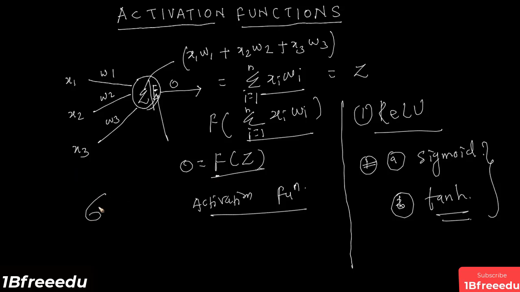We write it like this: sigma of z. The formula of sigmoid is e power z divided by 1 plus e power z, which is equal to 1 upon 1 plus e power minus z. If I simplify this, I get this. And this sigmoid activation function is also used in logistic regression. It's one of the most important parts of logistic regression.